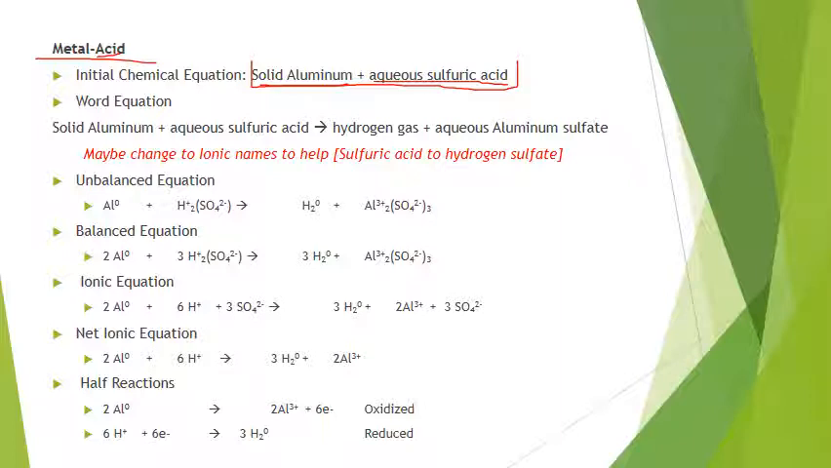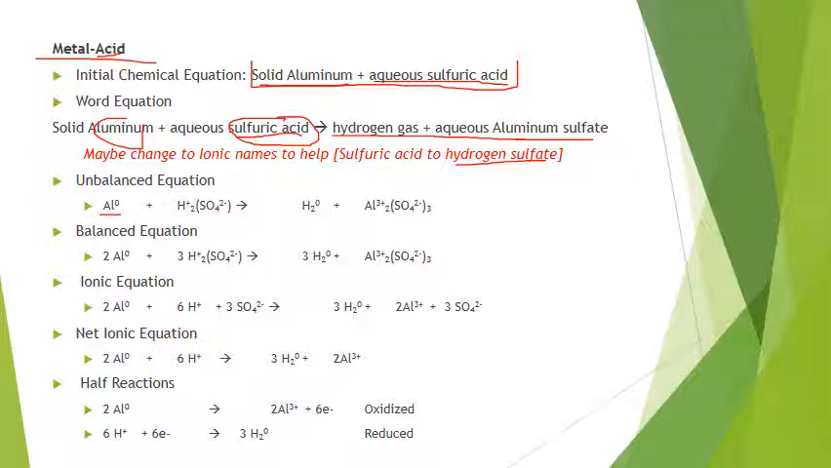Now this one may be a little hard to figure out, and I went over it in the previous video. So you could change sulfuric acid to hydrogen sulfate. And then what you can do is just have the aluminum swap places with the hydrogen. And so you end up with aluminum sulfate and hydrogen. So that's how you can figure out the product names: if you change this to its ionic name, that can help you figure out the product. And also it'll help with the chemical formulas.